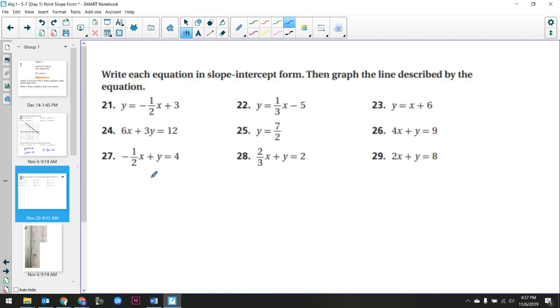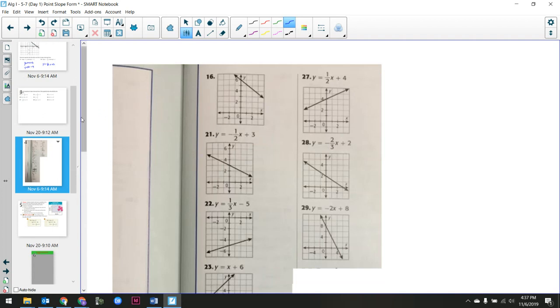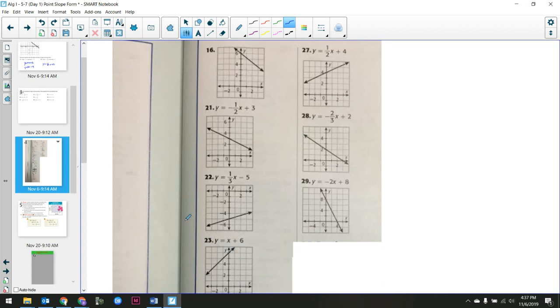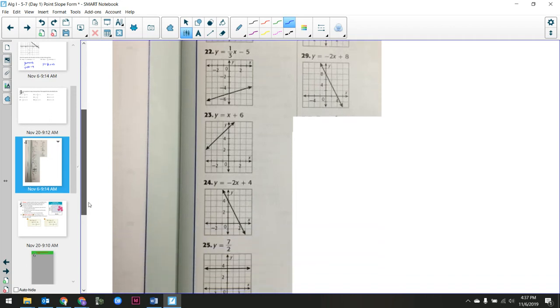This is where it gets a little harder. Okay, so here's what I'm going to do. It's 21 to 31. So here is 21 through 29, the key. So here, check your answers here. Here's 21, 22, 23. And you'll see it's written in y equals mx plus b form above. So check your answers there for the equation if you're not getting the graph correct.